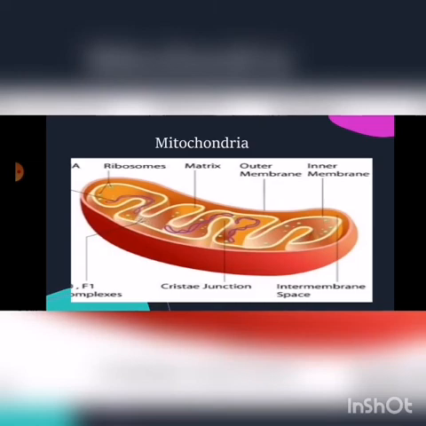It is the site of cellular respiration and hence known as powerhouse of cell. Okay. So, we all studied about the cell organelles: mitochondria, Golgi apparatus, lysosome, plastid, etc.